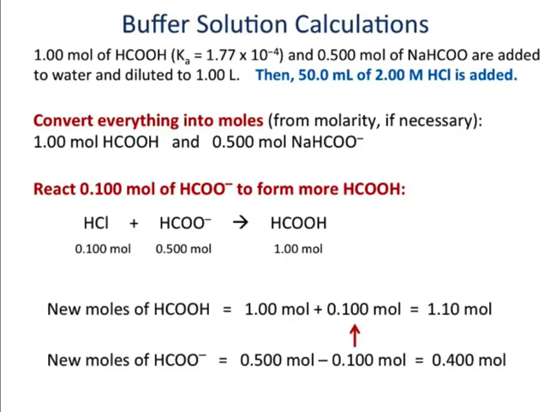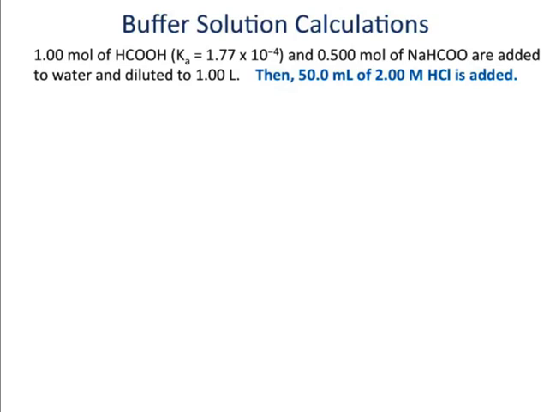Or, more precisely, here's the formic acid. Ta-da. So 1 mole plus the amount of hydrochloric acid that is turning formate into formic acid gives you 1.1. And then the formate, the base here, is half a mole, and then you subtract from it the amount of HCl that you added, and then you get 0.4. Okay, so now we have our amounts in moles.